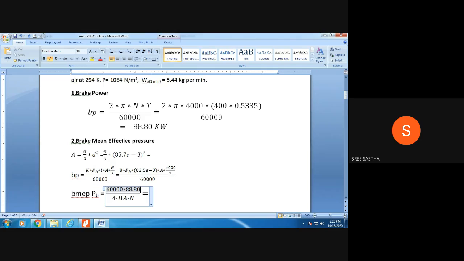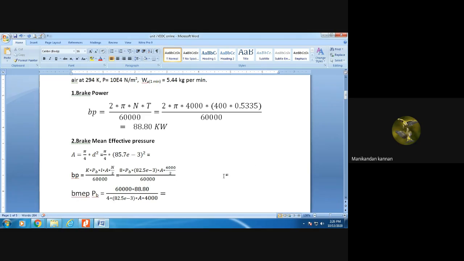Okay. So now for LAN, L is what? 82.5 into 10 to the power minus 3. Area you have to substitute, and n is 4000. Okay. So what is the value of A? You are able to find it now.